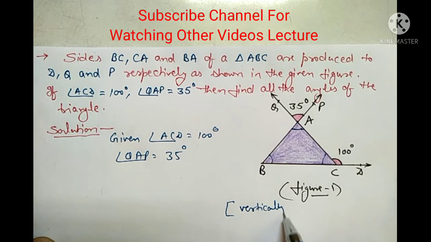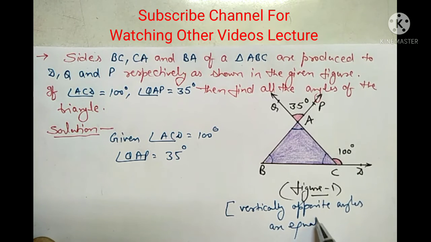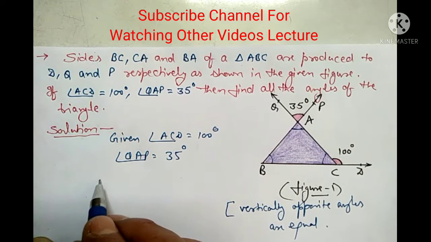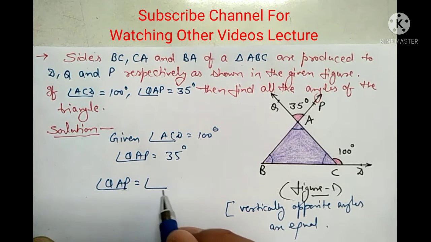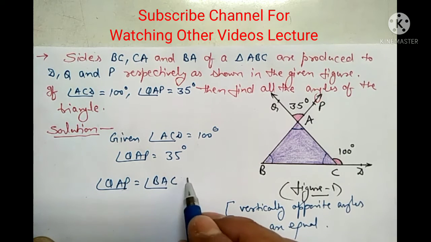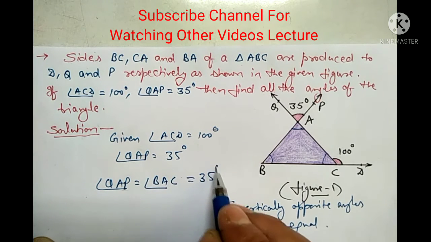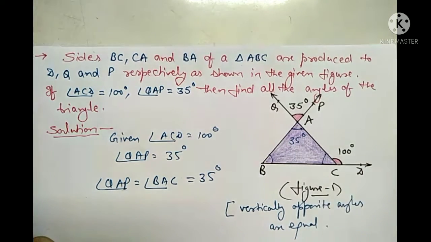vertically opposite angles are equal. So in this way we can write angle QAP equals angle BAC, and this is equal to 35 degrees. So this angle is 35 degrees.